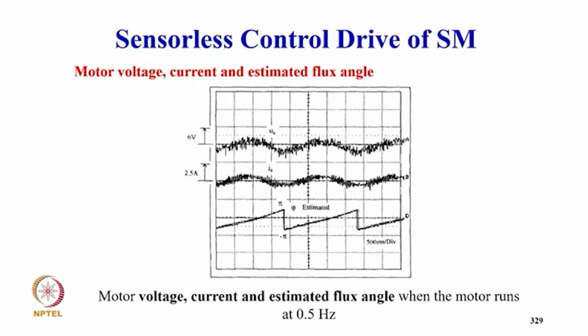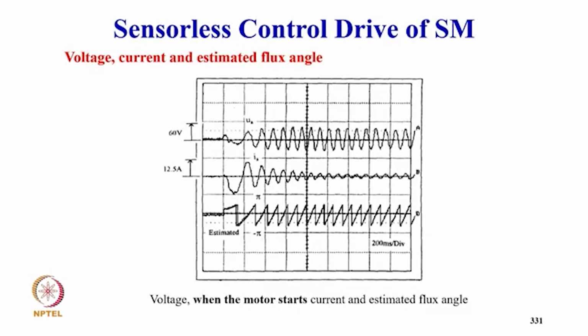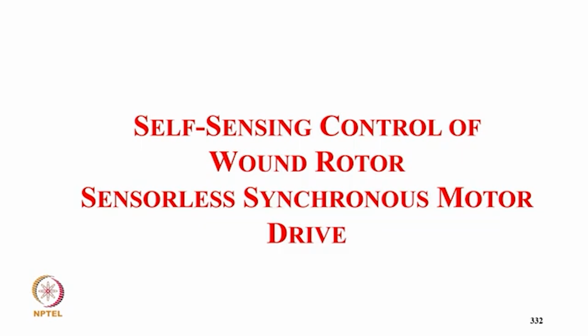And this is the response of motor voltage, current and estimated flux when the motor runs at very low speed, like 0.5 Hz. And this is the transient response to step reversal from 10 Hz to minus 10 Hz. You can clearly see how the voltage as well as the current and position change. This is typically for the case of starting. So coming to self-sensing control of wound rotor synchronous motor drive.